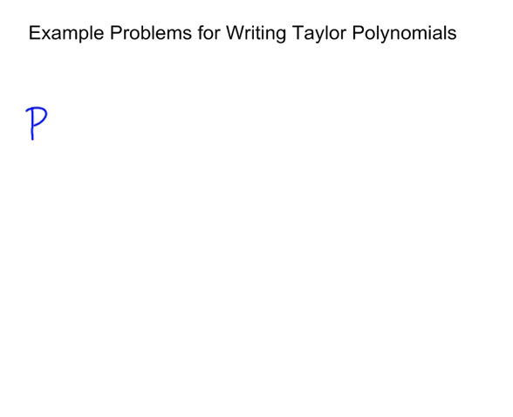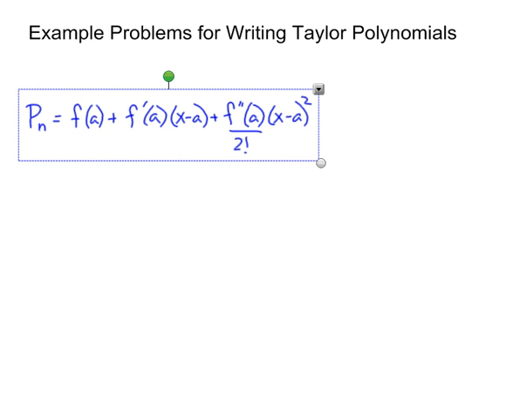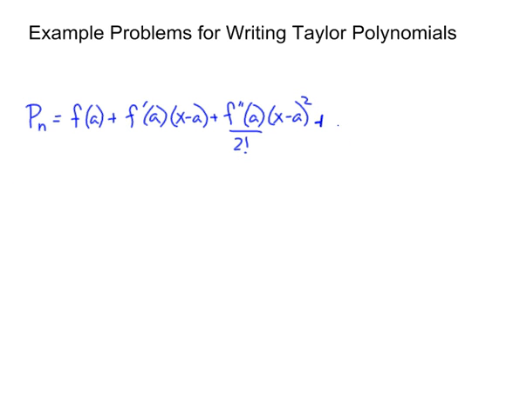So you recall our Taylor polynomial equaled f of a plus f prime of a times x minus a plus f double prime at a times x minus a squared over 2 factorial, plus our general term, which is the nth derivative at a times x minus a to the n all over n factorial. We're going to need to remember that in order to write them.